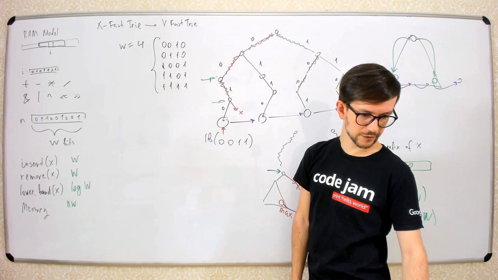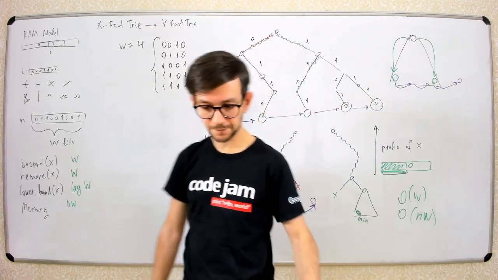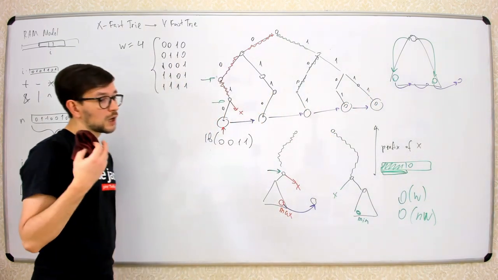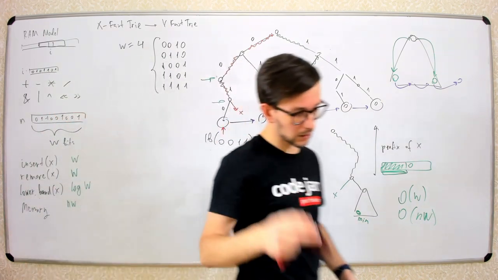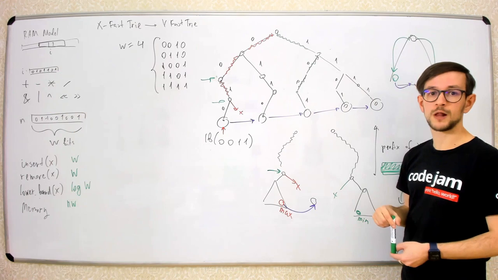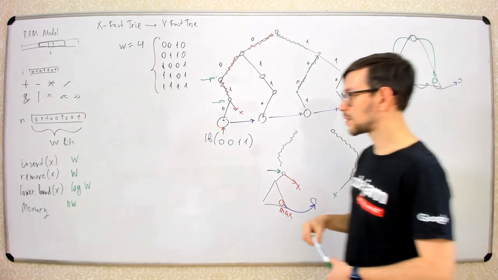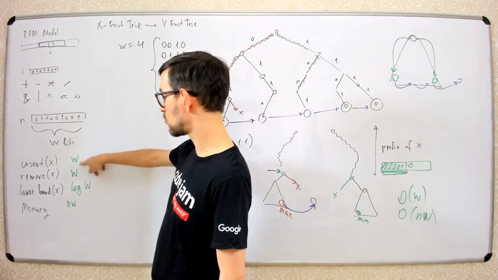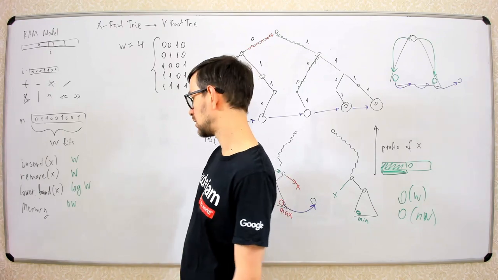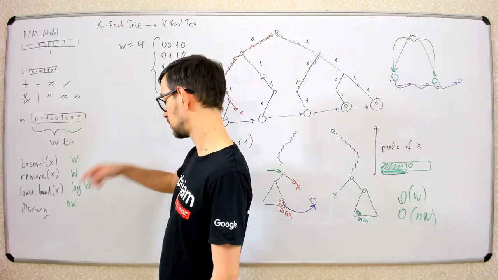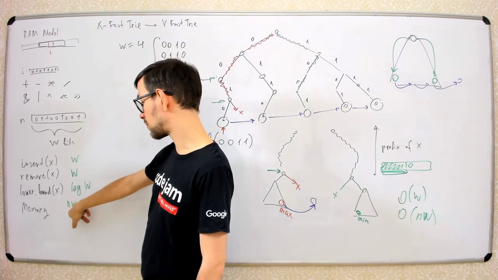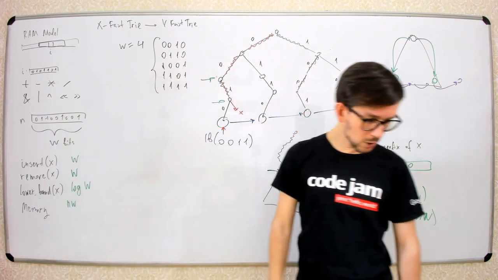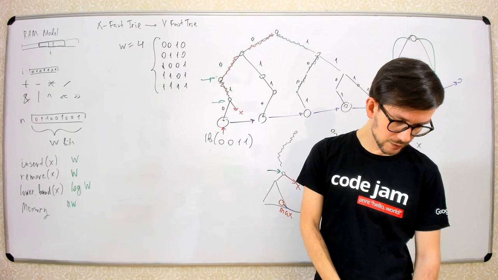Okay, is it clear enough? Now we'll solve all other problems. The other problems here are that the insert and remove operations work in time W, not in log W. And also the memory complexity is too big, so the memory complexity should be linear. We need to see different leaves, right?